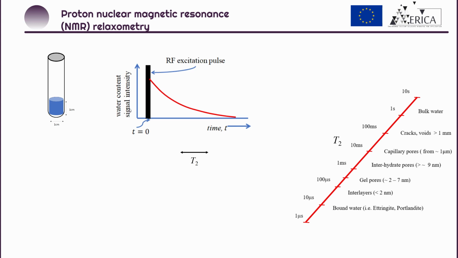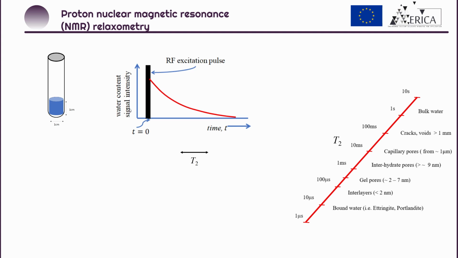So this is very clear that the T2 decay time is proportional to the pore size. And as we can see on the scale, the T2 decay time of the signal varies from microseconds for water in solid or crystalline environments and C-S-H gel pores, through milliseconds for water in capillary pores. Now, what about the amplitude of the signal?